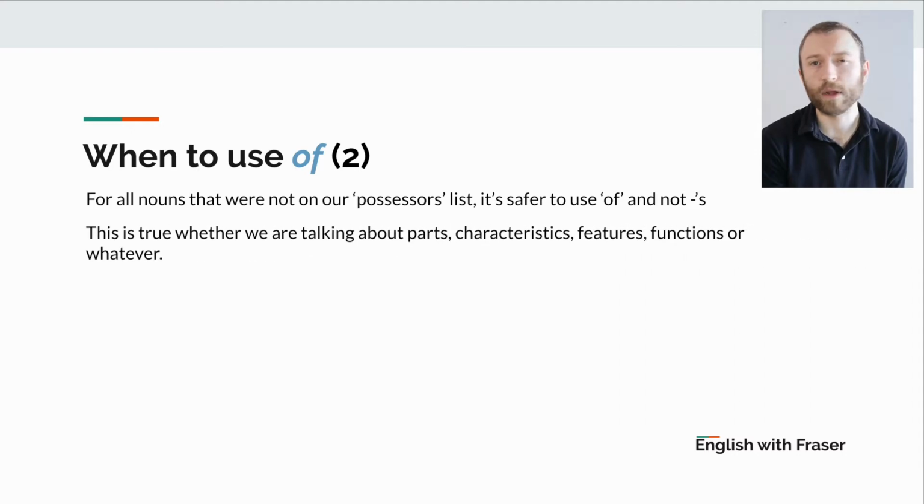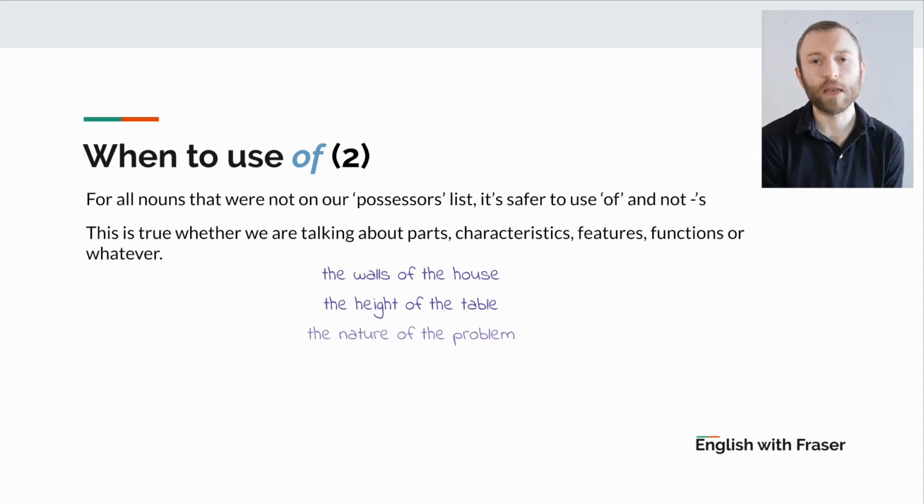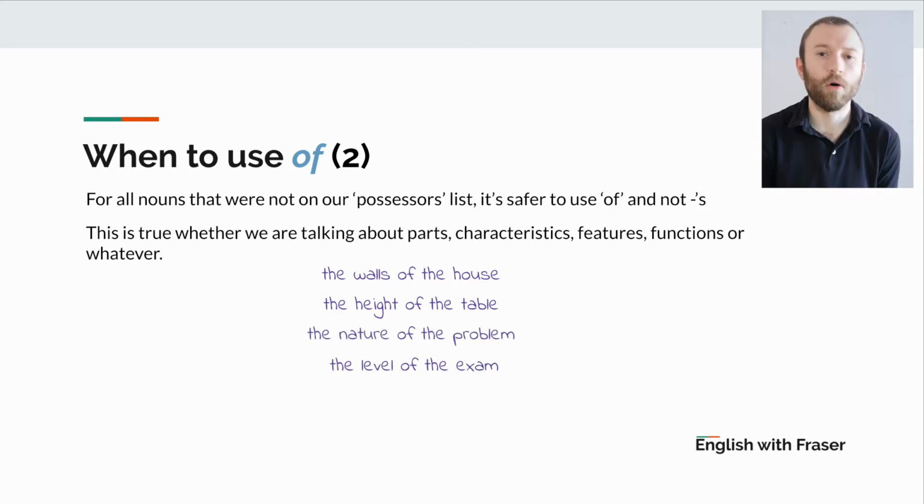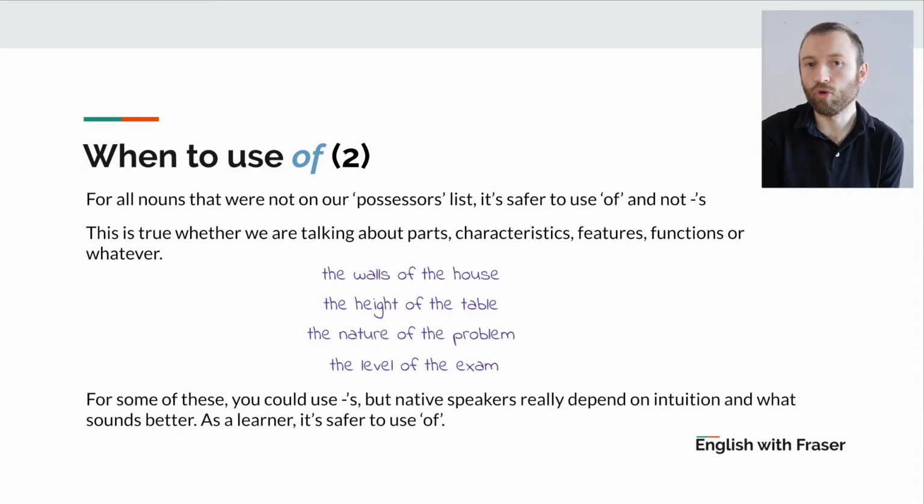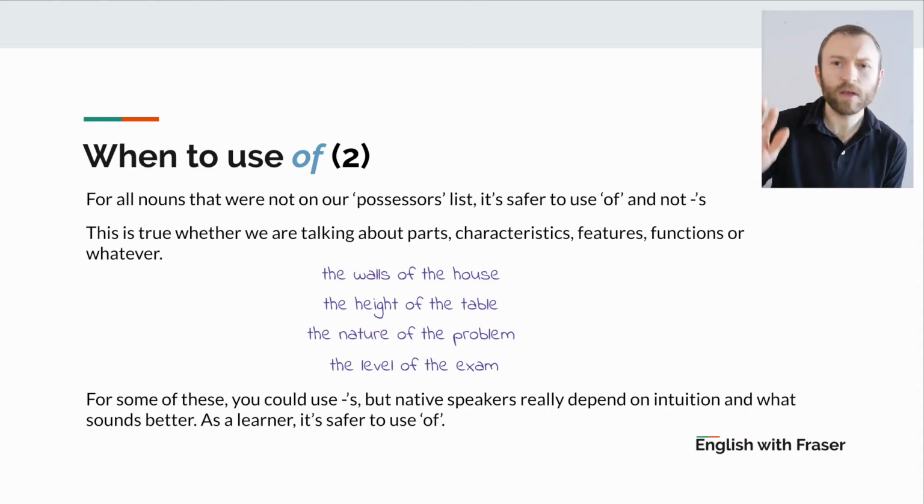And this is true whether we're talking about their parts, their characteristics, their features, their functions, or whatever. So the walls of the house, the height of the table, the nature of the problem, or the level of the exam, for example. For some of these, you could use apostrophe S. If you're a native speaker of English watching this, you're probably saying, oh, wait, some of these don't sound so bad with apostrophe S. That's true.